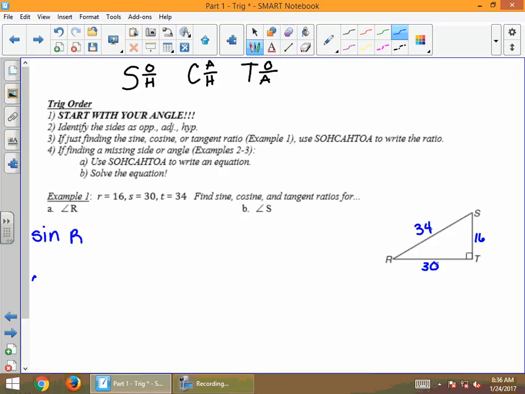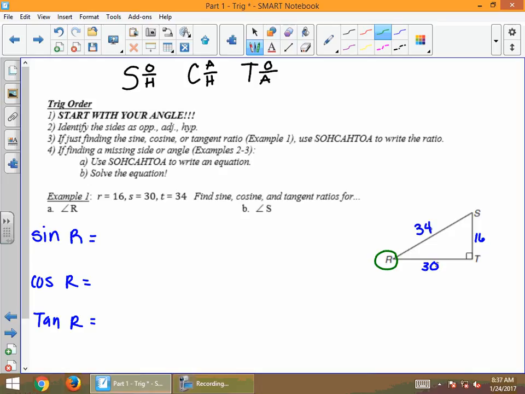sine, cosine, tangent of r. And that's how we abbreviate these ratios. Sine, it's spelled like sin, but you pronounce it sine. Cosine is just C-O-S, and tangent is just T-A-N. And we're going to start with angle R, the angle we're dealing with. That's the first step down.